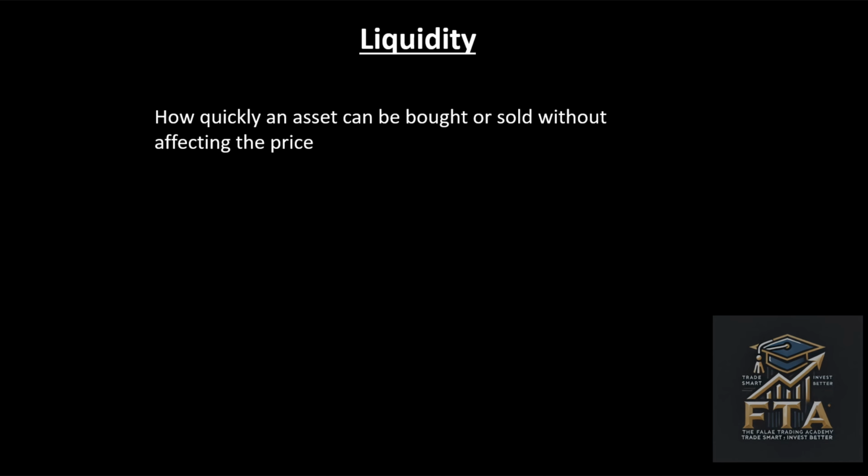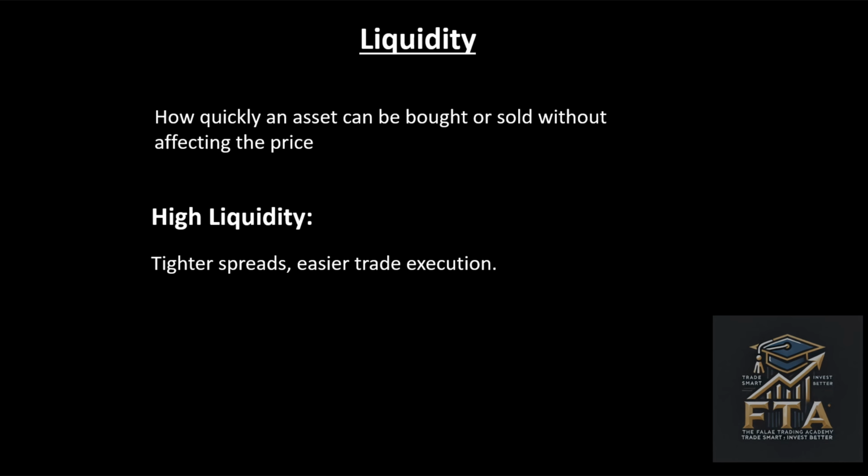Liquidity. Liquidity is how quickly an asset can be bought or sold without affecting the price. High liquidity leads to tighter spreads and easier trade execution. Low liquidity leads to wider spreads and potential slippage, and there tends to be low liquidity towards the end of the market. If you look at certain charts within the last hour of trading, you notice that there is a wider spread.